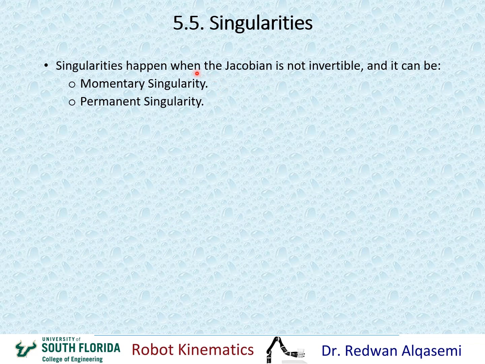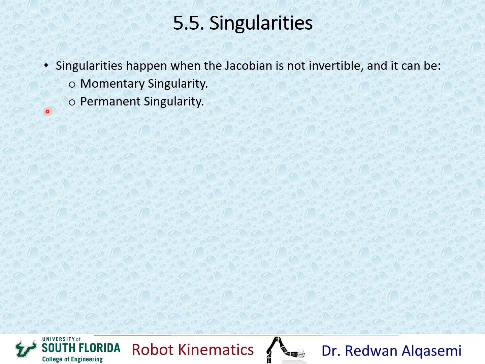We're going to talk about two different singularities. The first one is momentary singularity. As the name suggests, it's momentary, which means that you can get out of that singularity. And usually this happens when the configuration of the arm is causing that singularity. So if you move the arm such that that configuration is changed, you can get out of that singularity, or you can avoid it by not going to that configuration to start with.